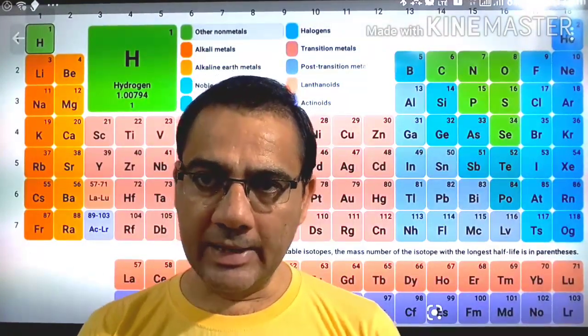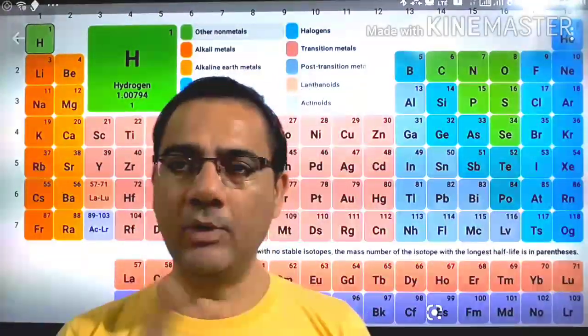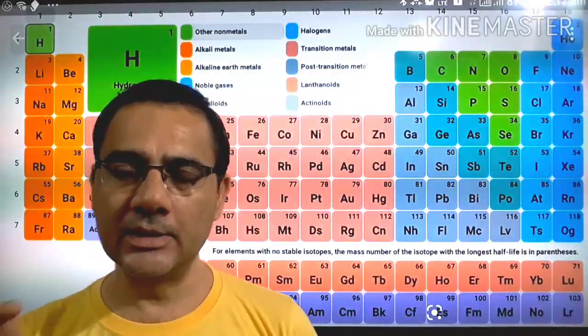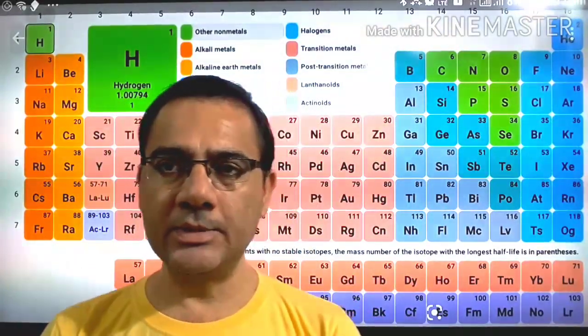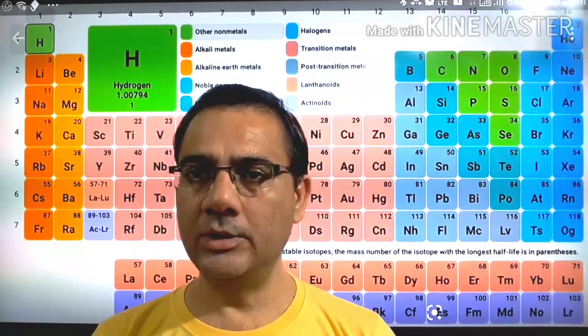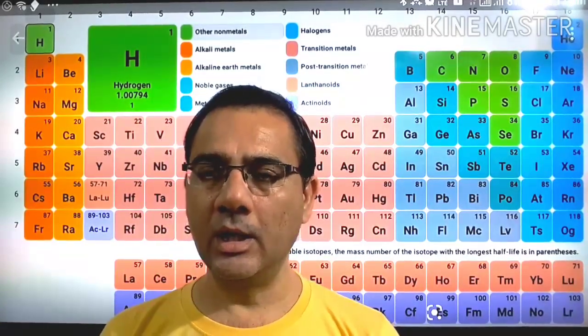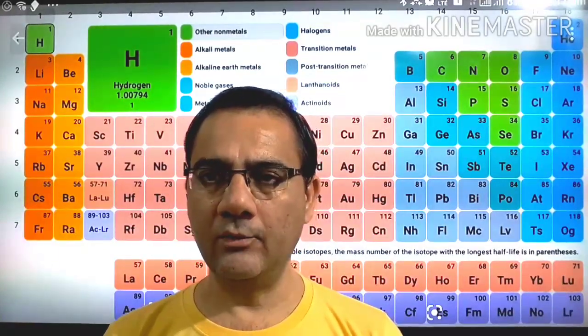So all the remaining elements in the periodic table from here to here have 1, 2, 3, 4, 5, 6, 7 electrons in the outermost shell, and all these atoms and their elements are unstable. Why are they unstable? Because they do not have 8 electrons in the outermost shell. There is a rule, and that is called the octet rule. And what does the octet rule say?